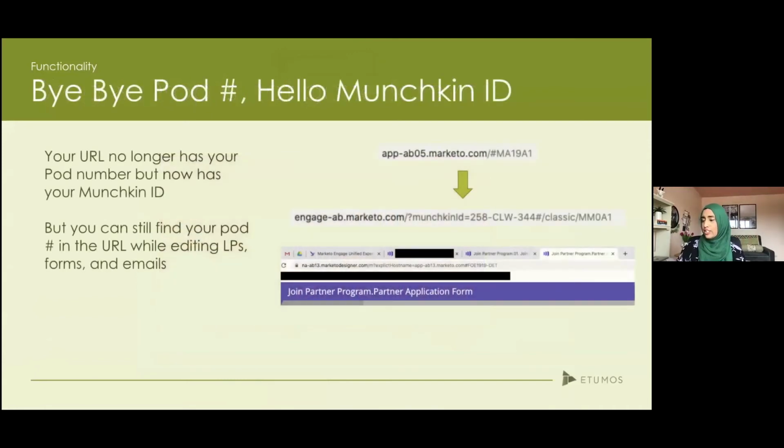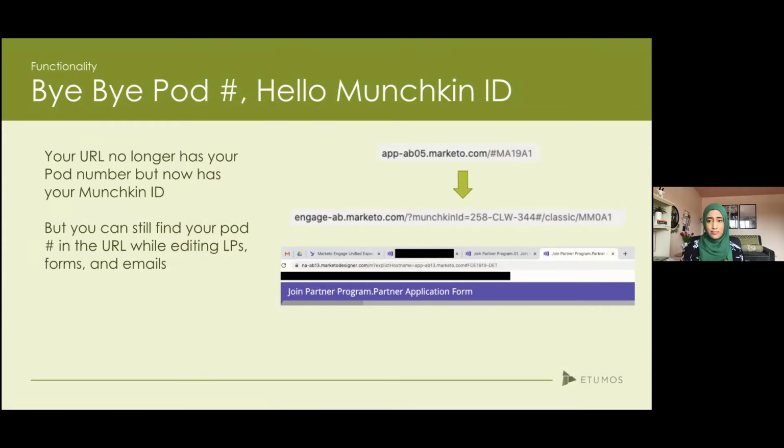The next change that I want to highlight is that your URL no longer contains your pod number. Instead, they have switched in your Munchkin ID over there. However, if you still need your pod number, and folks often look at their pod number when they're trying to figure out if there's an issue happening with their instance, if it's just them or if it's a little more global, you can find it in the URL when you're editing landing pages, forms, and emails.